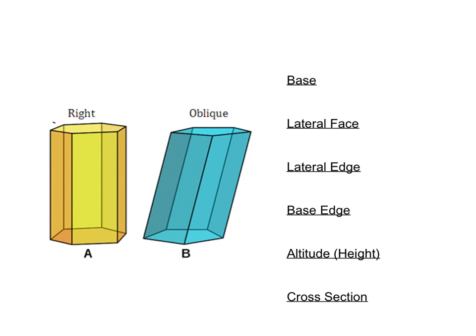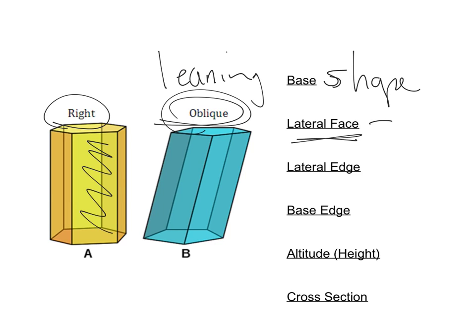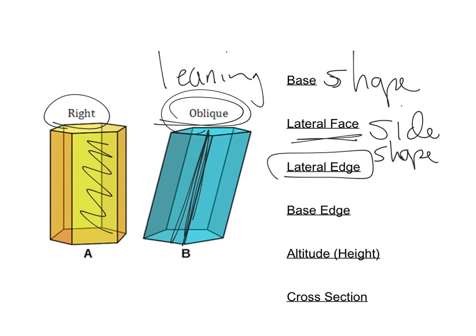Now take a look. We've got the terms right and oblique. Please notice right is straight up and down. Oblique is leaning. The base is kind of what you're naming this by, so it's basically your base shape. A lateral face is going to be this side shape. The lateral edge is going to be just a line. So this would be considered a lateral edge. A base edge would be this.